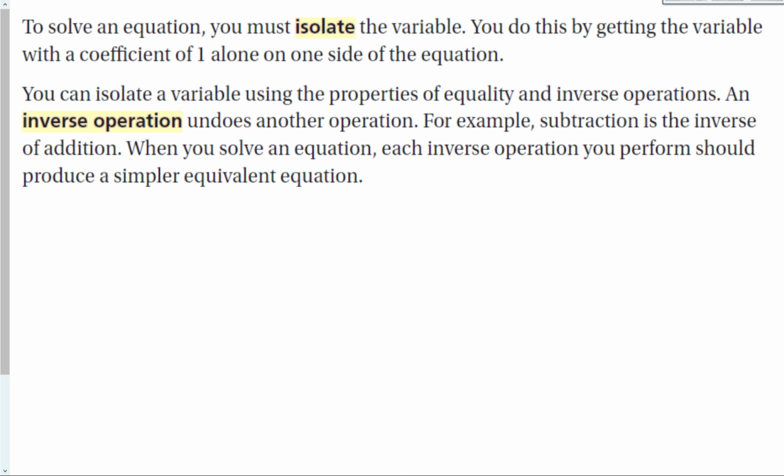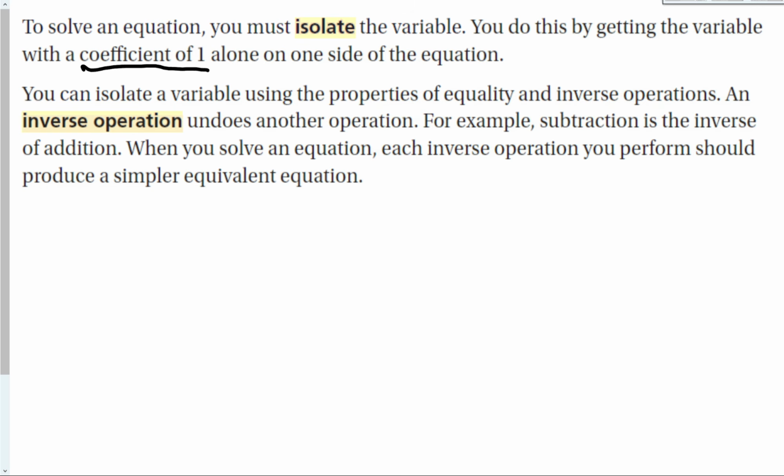Okay. The way I decide what to do when I'm solving an equation is the important part. So to solve an equation, you must isolate the variable. You must get the variable by itself. So you do this by getting the variable with a coefficient of 1. That's important because if it doesn't have a coefficient of 1, we don't have the solution yet. So we get the variable with a coefficient of 1 alone on one side of the equation. Doesn't matter which side. Typically, most people like to put the variable on the left, but it doesn't matter.